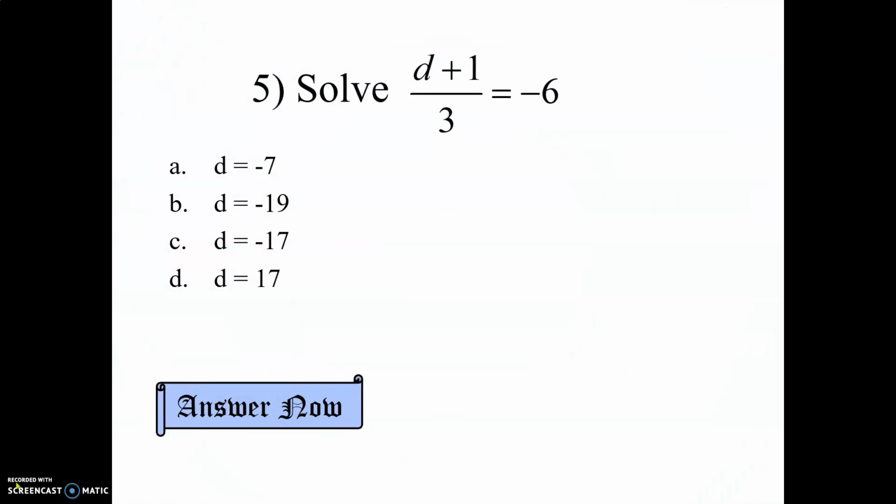Another multiple choice. Okay, pause if you need more time. Should get B. D is equal to negative 19. Negative 19 plus 1 is negative 18. Negative 18 divided by 3 is negative 6.